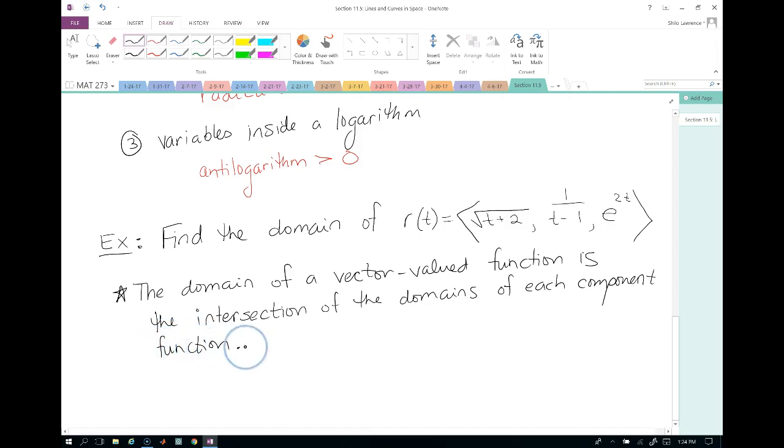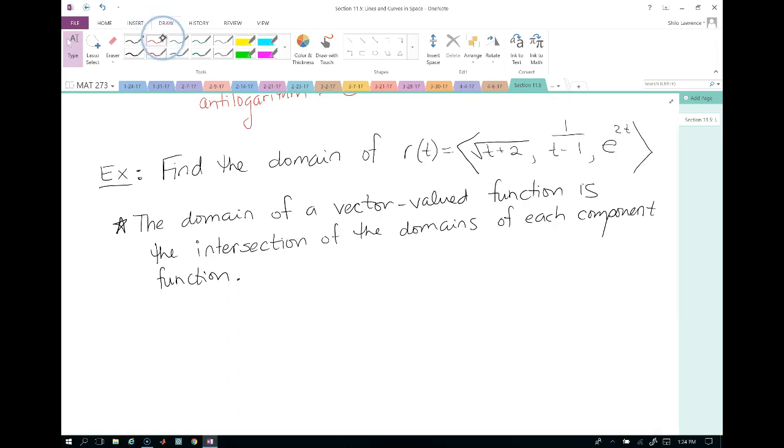So it's going to be more useful for us to look at these components individually. So our x of t is the square root of t plus 2. Our y of t is 1 over t minus 1. And our z of t is e to the 2t. And I broke these out into parametric equations because we're wanting to find the domain of each of them individually. So you can think of these as their own little individual functions. So we're going to find three different domains, the domain for each of our component functions.